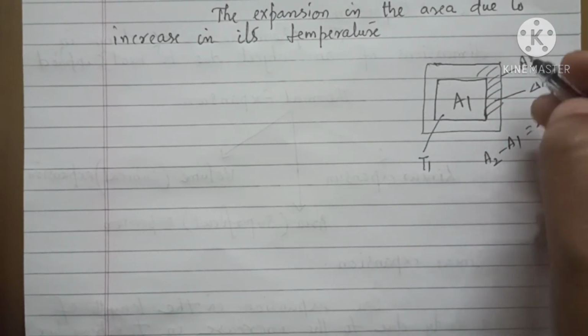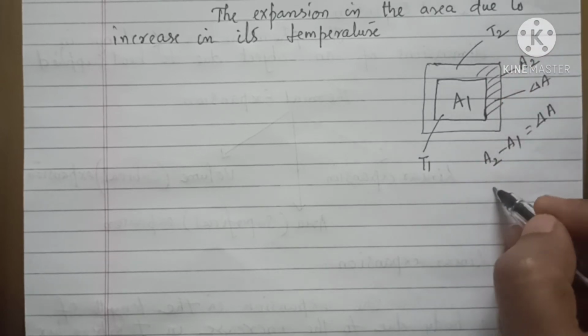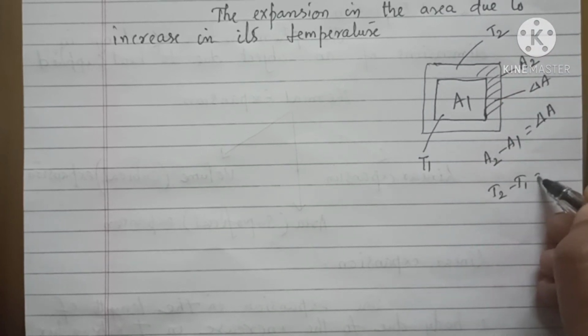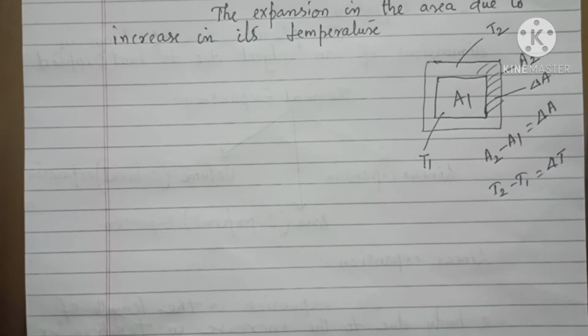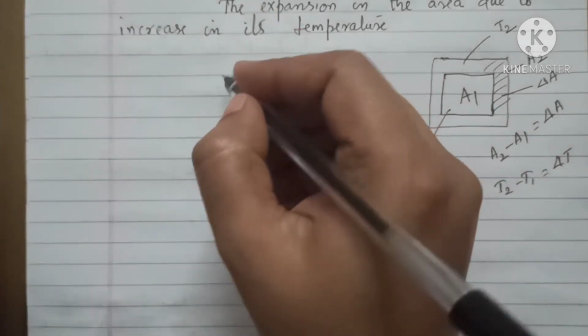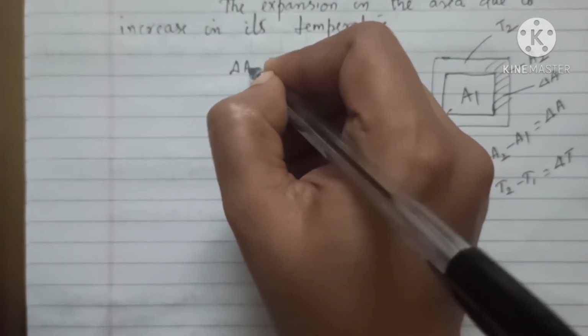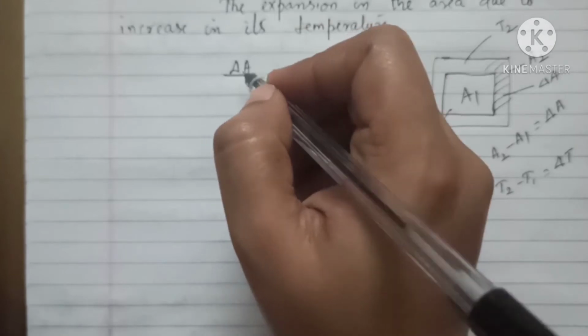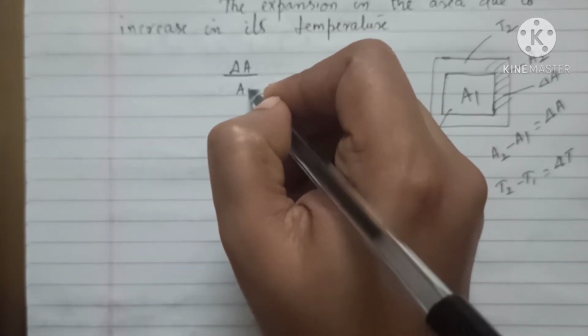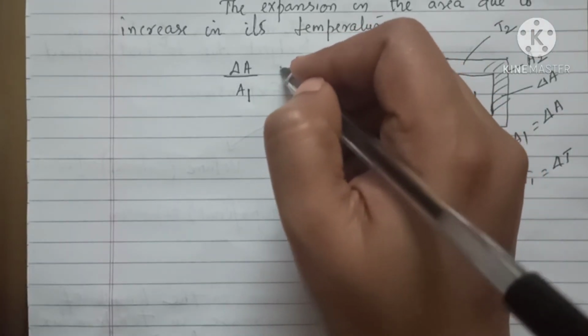So now there is a temperature and the starting one is taken as T1. Finally, the temperature is T2. So the change in temperature is T2 minus T1, which is delta T. We know that. Now here also, same as before, you can write delta A, that is the fractional change in area, to the original area.